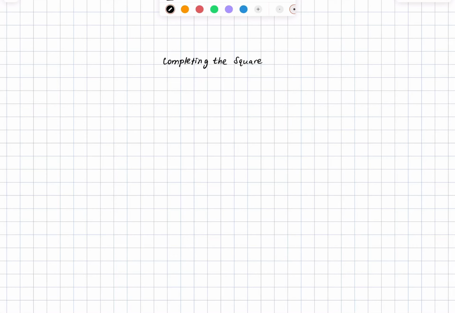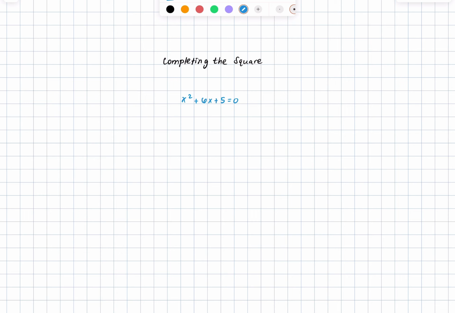Hey guys, in this video we're going to be learning something new, which is called completing the square. Let's get started. Let's say we have this quadratic equation, x squared plus 6x plus 5 equals 0. We're asked to solve for x, like find the values of x. How would we solve this?